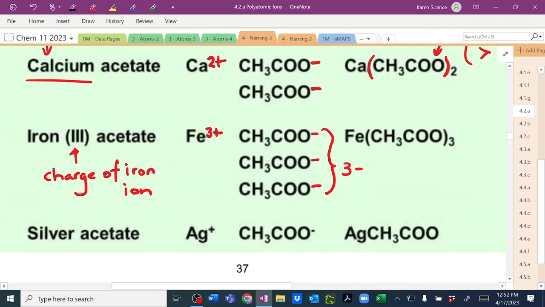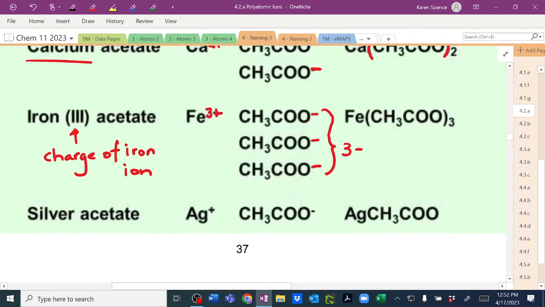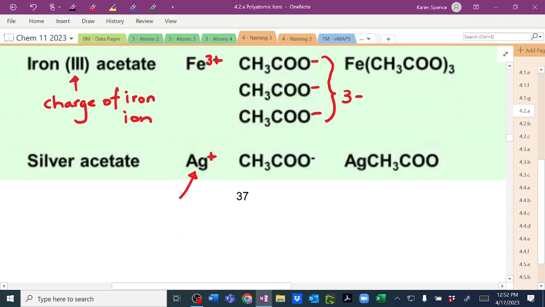And finally, silver is just +1. And it's never any other charge. Silver can never be any charge other than +1, so it does not need a Roman numeral. And we'll talk about the Roman numerals in just a moment. Silver's only ever 1 plus, therefore no Roman numeral.